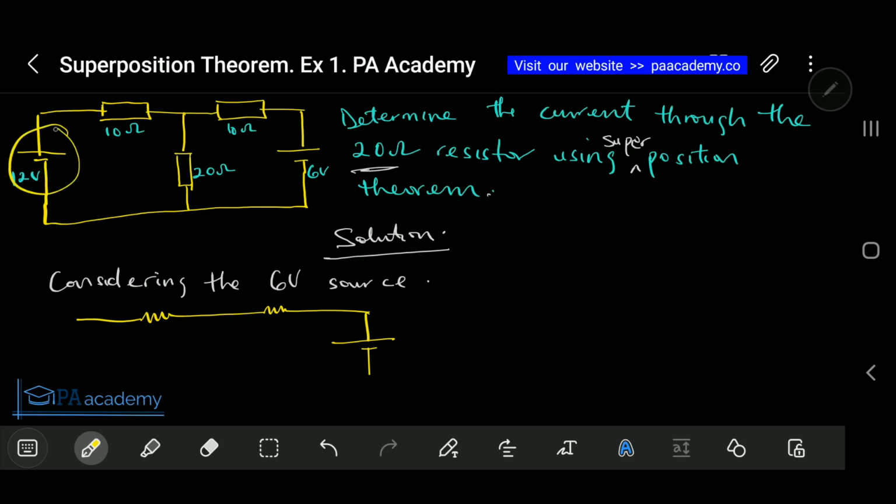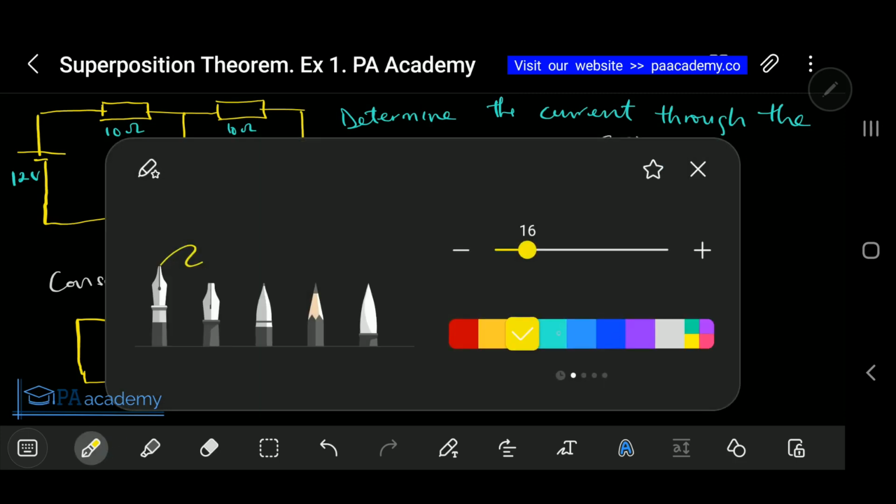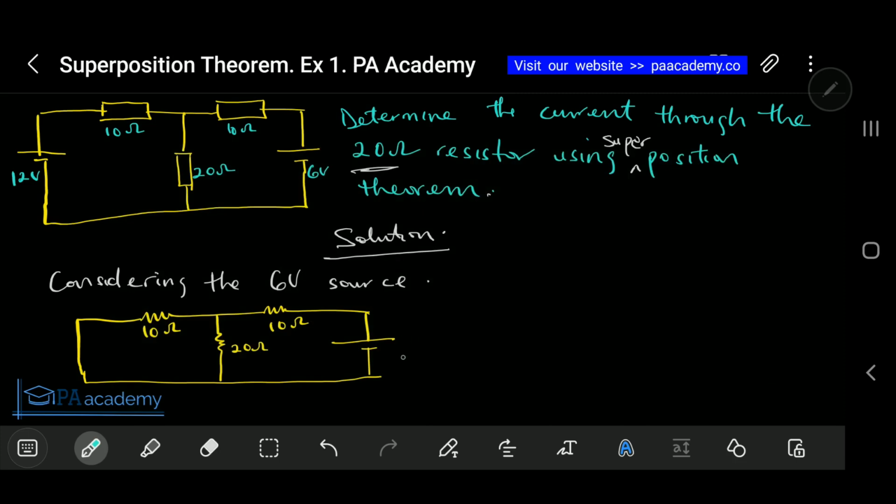Now for this 12 volts, since it's a voltage source, what do we do? We short circuit. In short circuit, we are just going to be having a link through it. So this is our 10 ohms, 10 ohms, and then our 20 ohms. Are we good? Alright. And this is our 6 volts. So now we can go ahead and calculate the current that is flowing through this 20 ohms resistor.